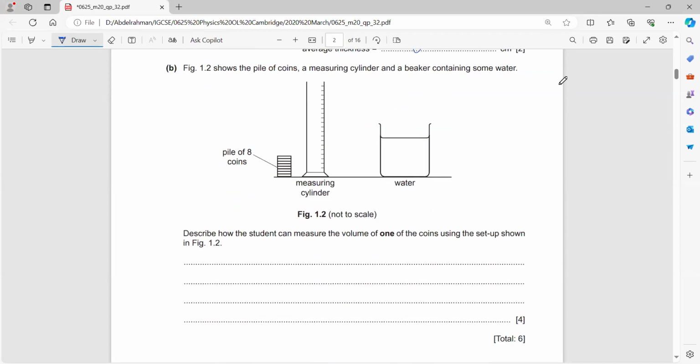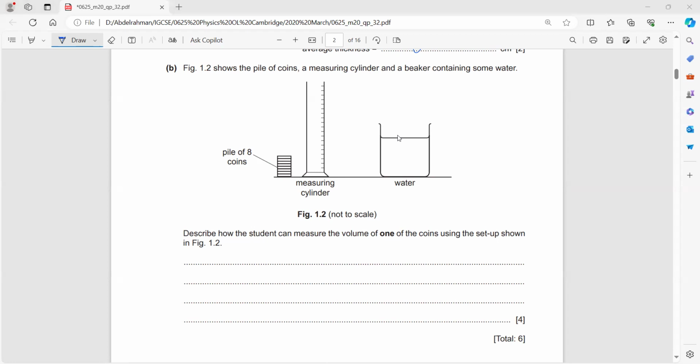I have a pile of coins, a measuring cylinder, and a beaker containing some water. Describe how the student can measure the volume of one of the coins. How can he or she measure the volume of one of these coins?